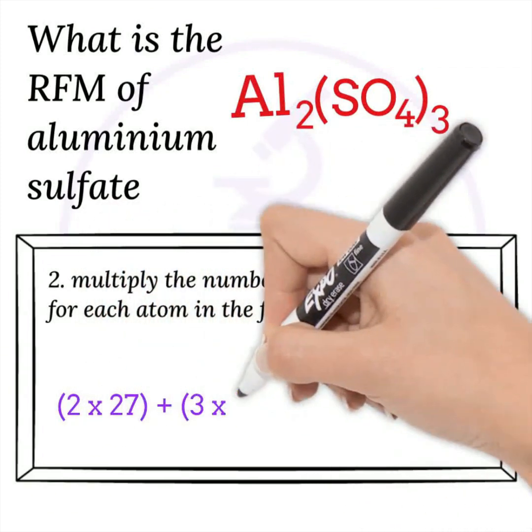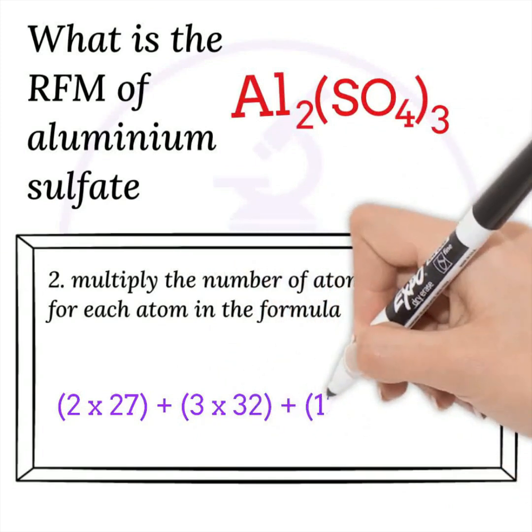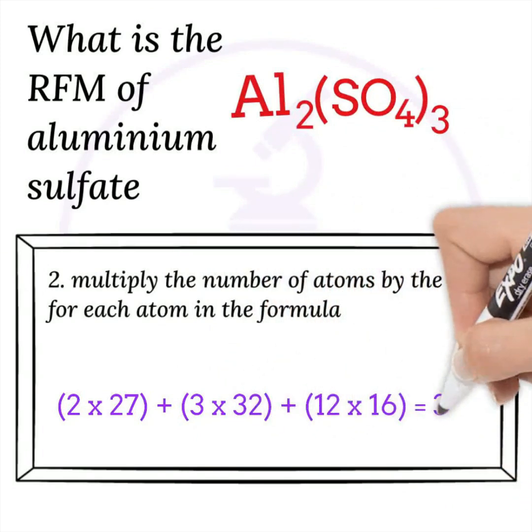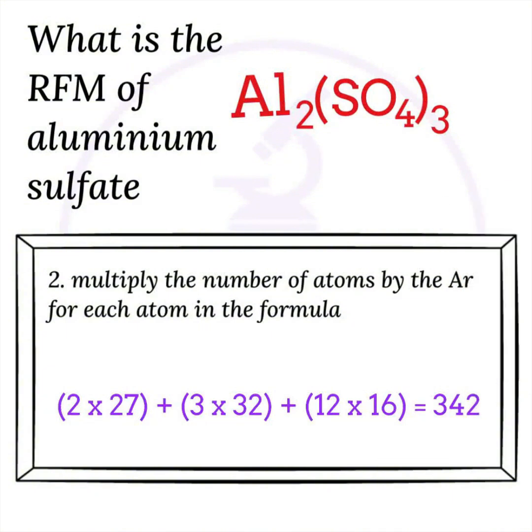When the number of atoms is established, the number of each atom is multiplied by the relative atomic mass and the relative formula mass is calculated. The relative formula mass of aluminium sulfate is 342.